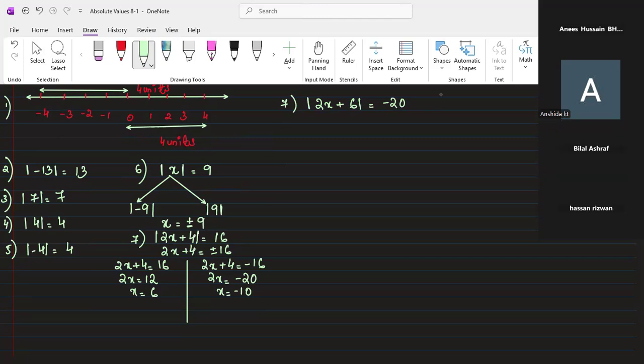No solution. Yeah, exactly. You don't even need to solve this type of question because you know that the modulus can never be a negative value. So if there is only modulus on the left hand side of the equation and on the right hand side there's a negative value, you will simply say no solution.